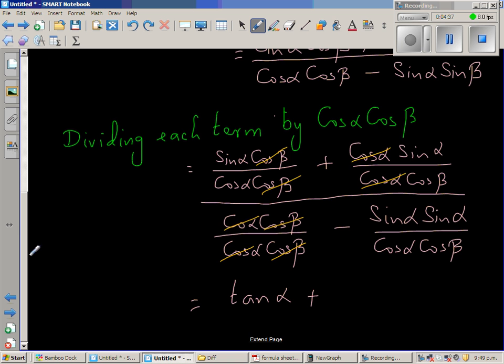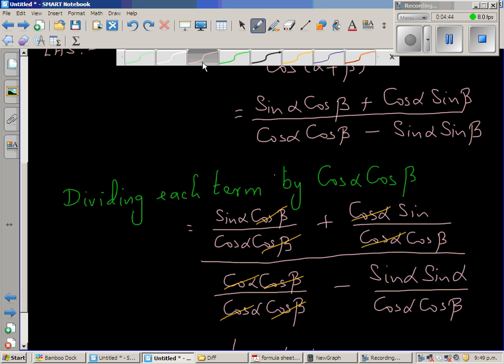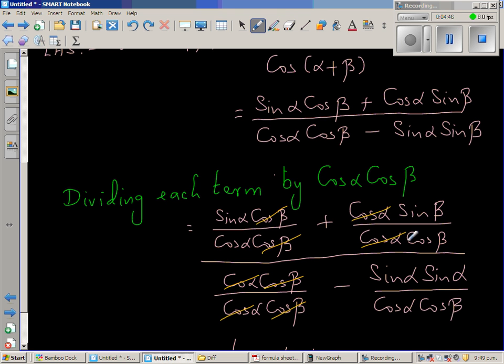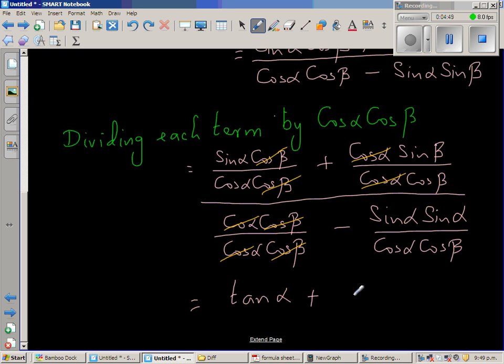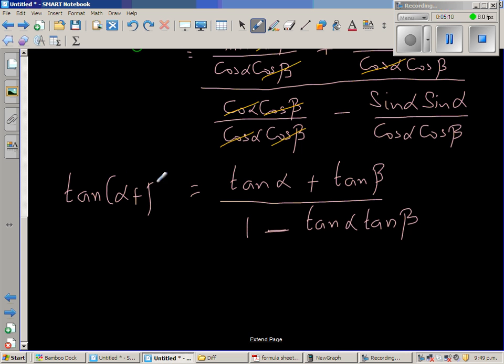This should be sine beta, isn't it? I made a mistake here. It should be sine beta here. So sine beta over cos beta will become tan beta, over 1 minus tan alpha tan beta. So this is our tan alpha plus beta.